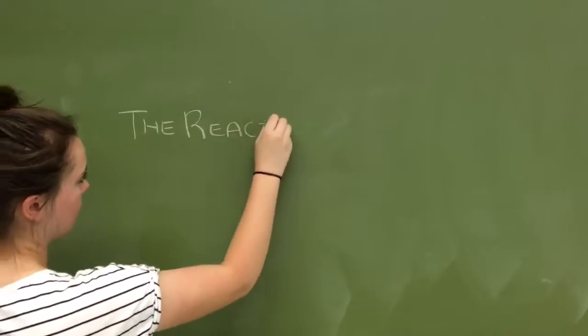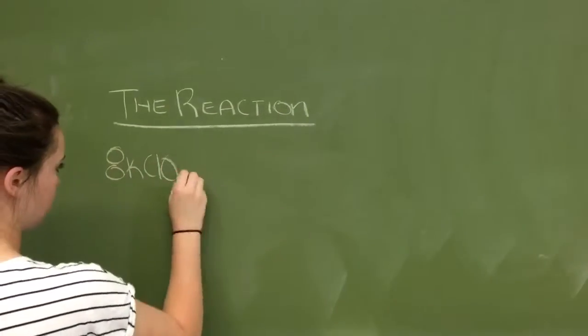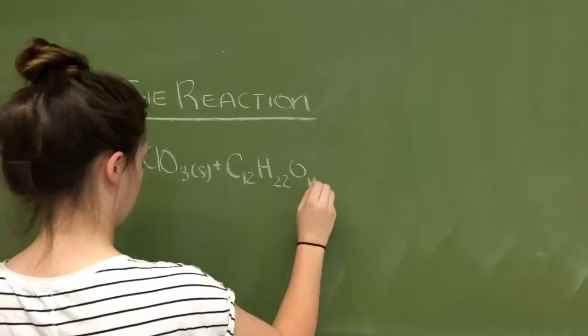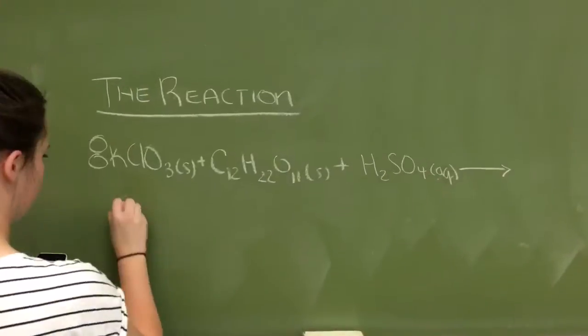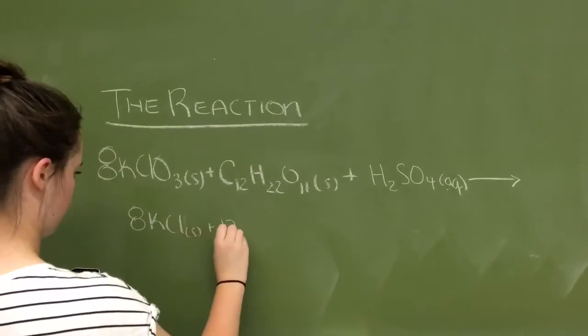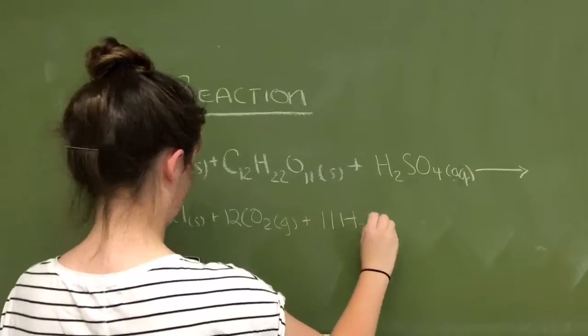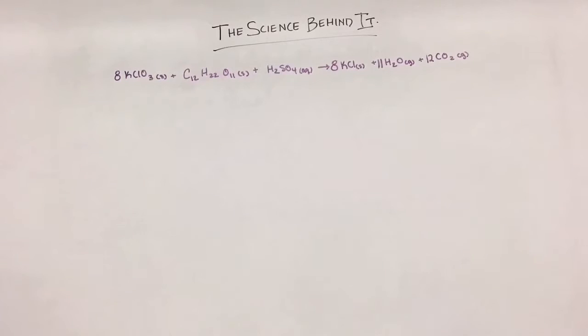The equation for this reaction is 8 potassium chlorate plus sucrose plus sulfuric acid. That makes 8 potassium chloride, 12 carbon dioxide, and 11 liquid waters. To review, the overall chemical reaction is written at the top. 18 molar sulfuric acid was added to solid potassium chlorate and sucrose, forming solid potassium chloride, water vapor, and carbon dioxide gas.